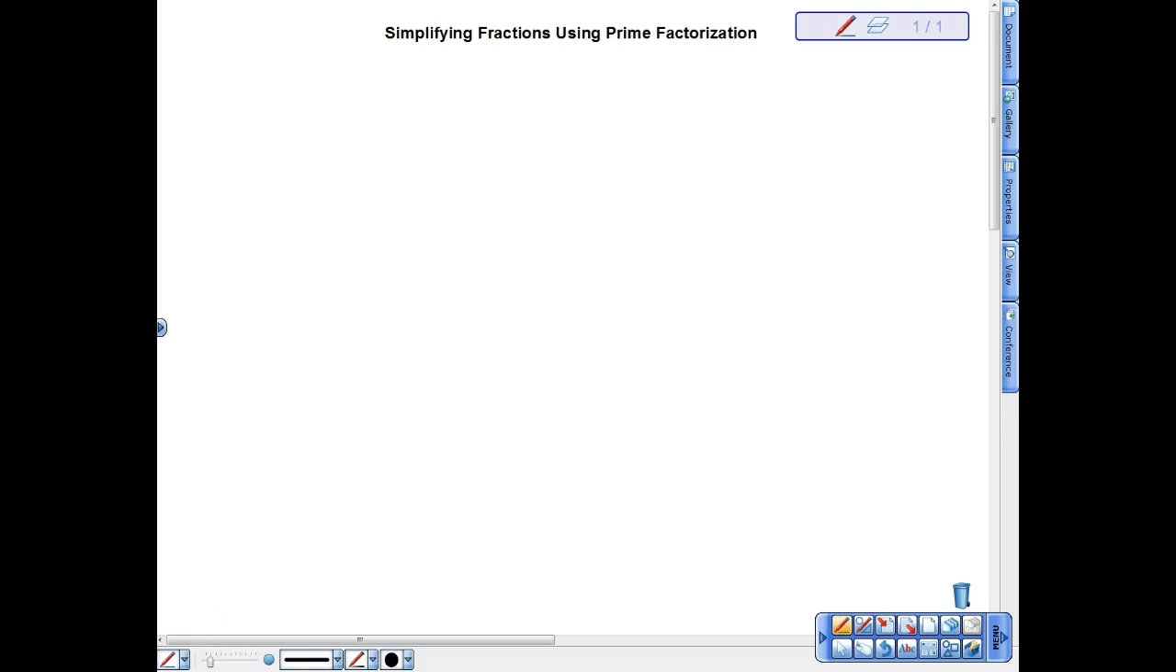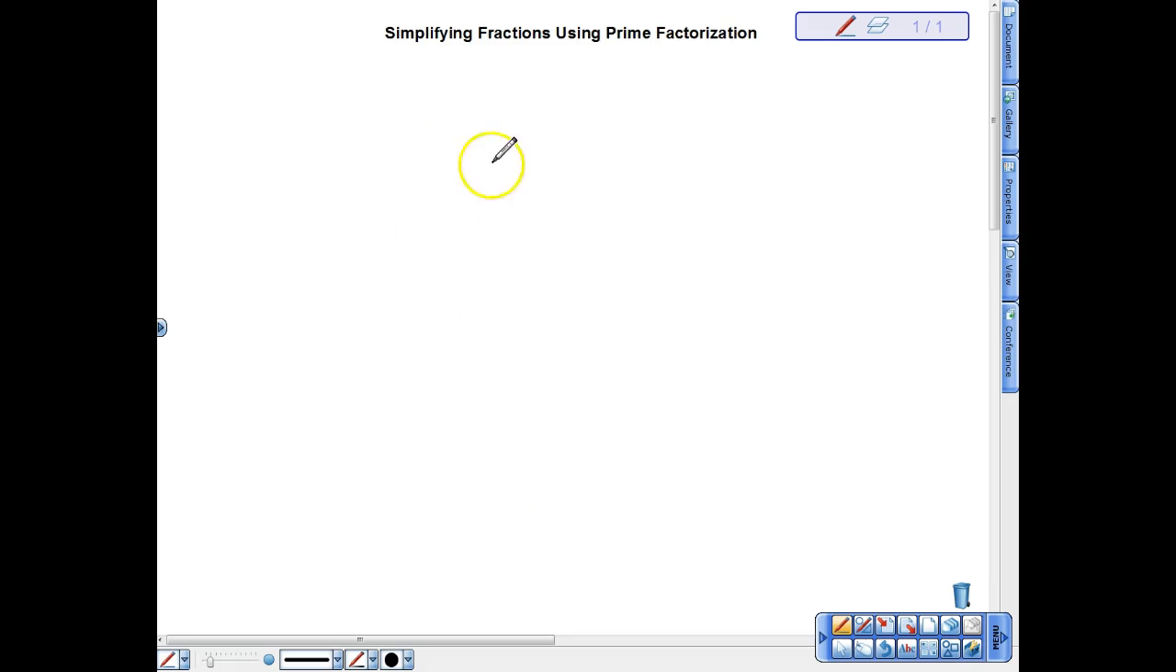Hey guys, today we're going to talk about simplifying fractions using prime factorization. So we spent the last couple of days using prime factorization to help us find the greatest common factor in a set of two factors. Now let's take that one step further and use the greatest common factor to simplify a fraction.